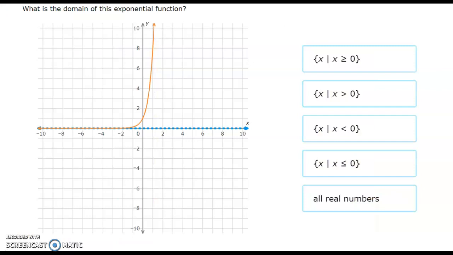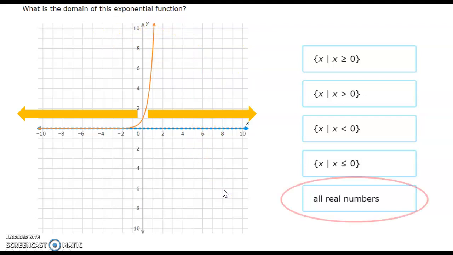Let's look at our first example. What is the domain of this exponential function? The domain is any x value that the graph or the function may take on. As we look to the left, the graph is going to continue to go to negative infinity, and as we look to the right, the graph is going up, but the arrow indicates that it could continue to go to positive infinity as well. Therefore, the domain of this exponential function is going to be all real numbers. One key thing to remember is that the domain of all exponential functions will be all real numbers.